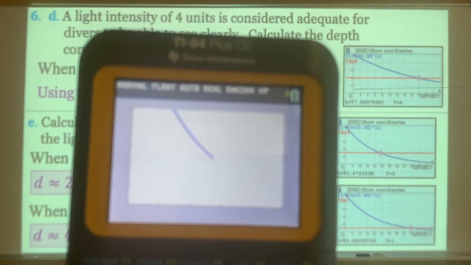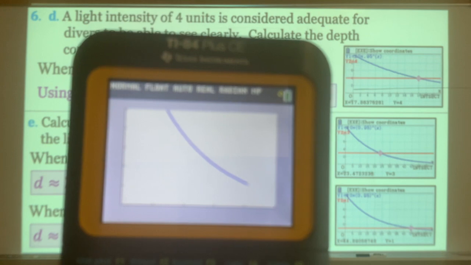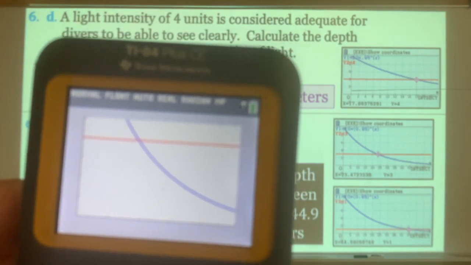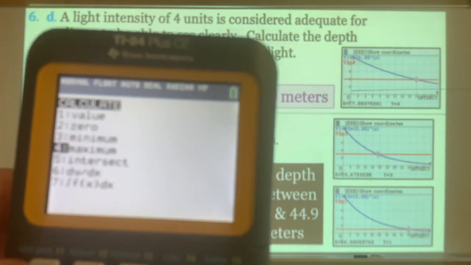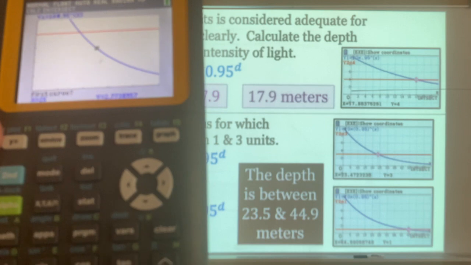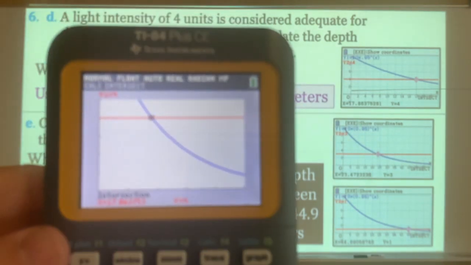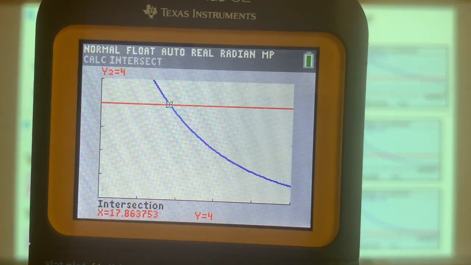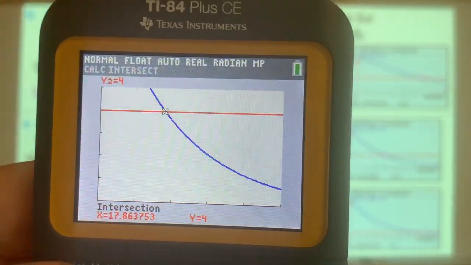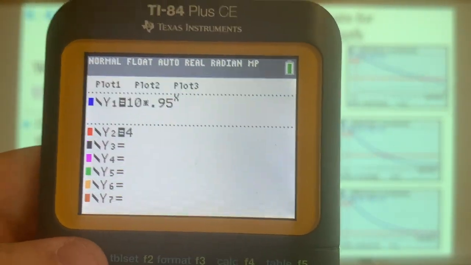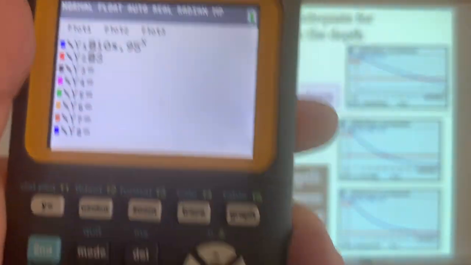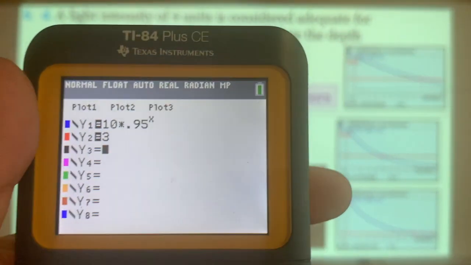As you can see, my graph's coming down. Come on, graph. And then my graph goes over. So this is L equals 4. Second calc. Intersect. Enter, enter, enter. You can see my answer for D right there, 17.9. Now, watch how I do this easily. My next one, Y isn't 4 anymore. Now Y is going to be 3. So I just changed the 4 to a 3. Hit enter. See that? Didn't have to change anything else.